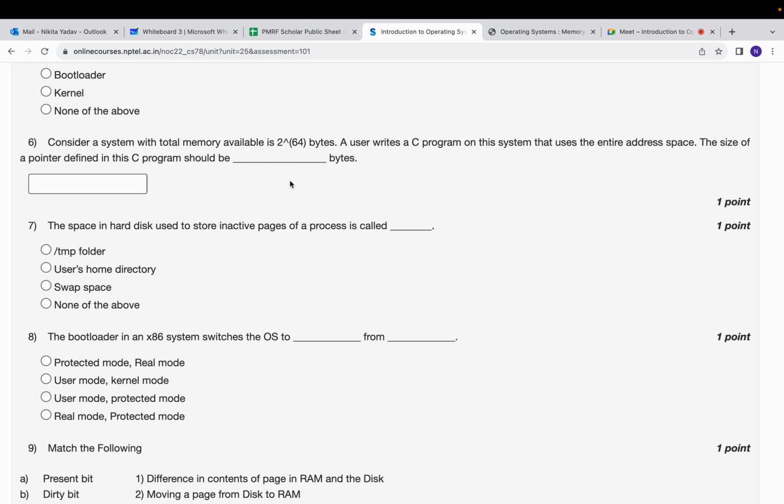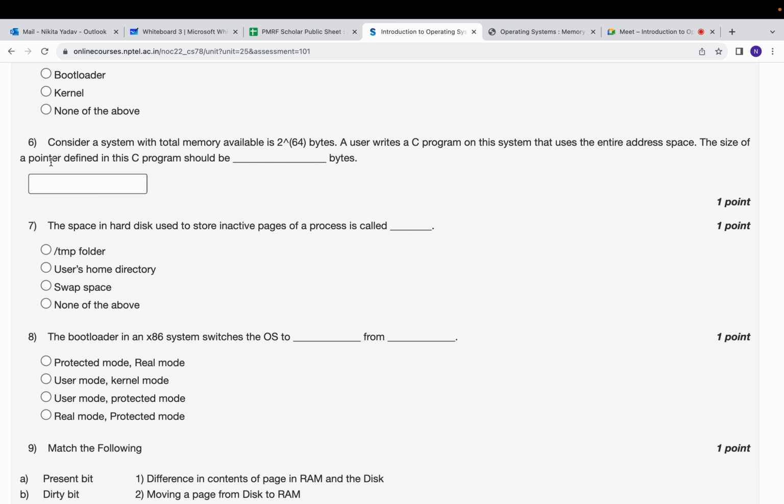There can be two options. One is 16 bytes or it can be 8 bytes. How can it be 16 bytes? Size of the pointer. You are talking about the memory space of the pointer, madam. The size of the pointer defined in the C program. So you are talking about pointer space in the C program.